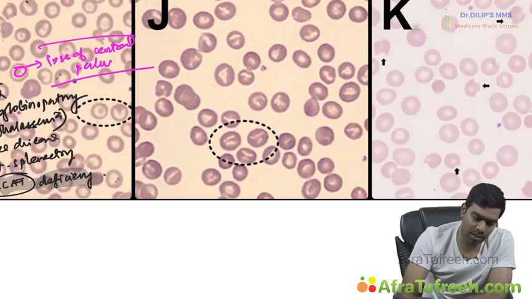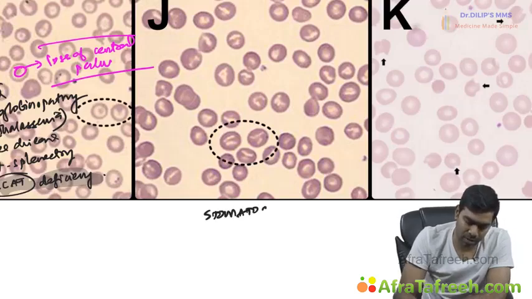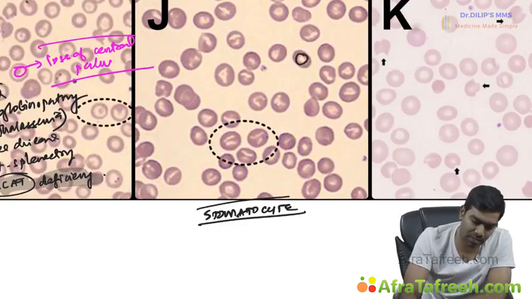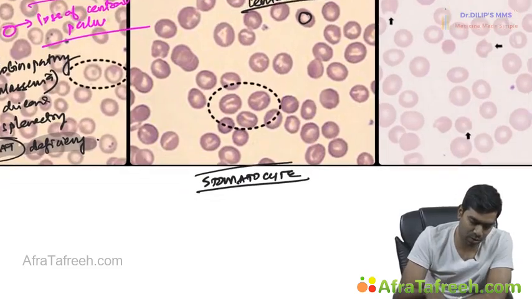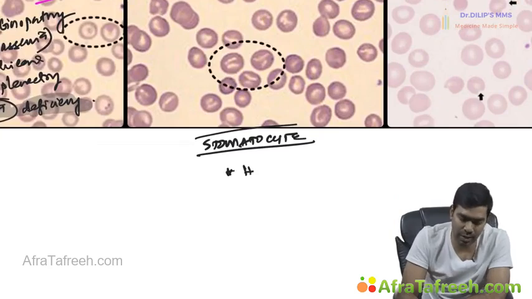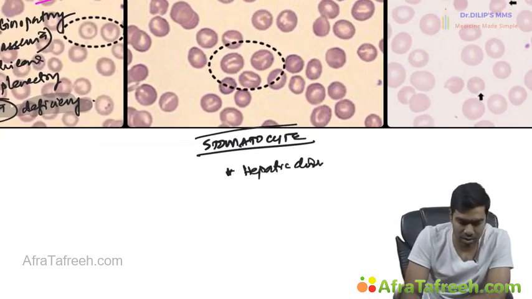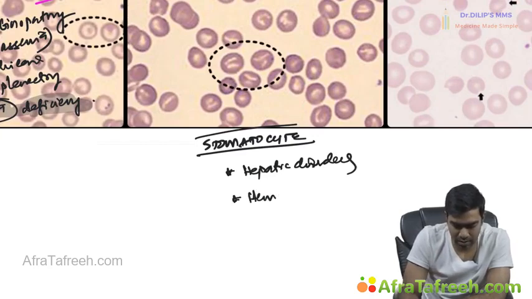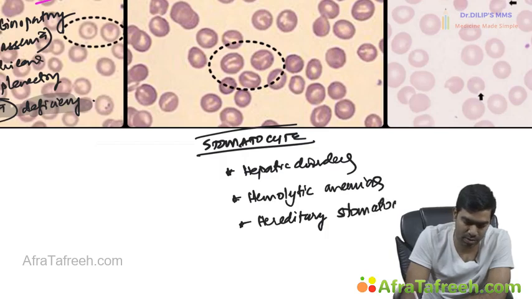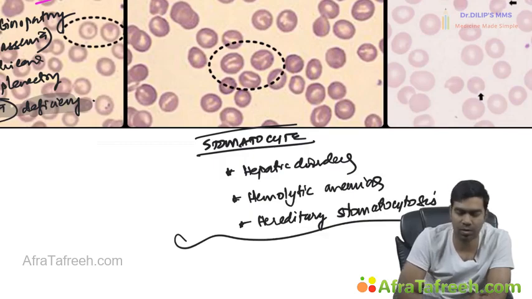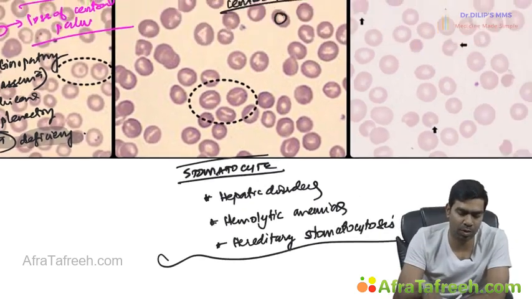Then this one is nothing but a stomatocyte. Stomatocytes have a slit-like central pallor. That is what we refer to as a stomatocyte. Where do you see stomatocytes, if they ask you? You can see them in liver disease, in hepatic disorders. You can then see them in hemolytic anemias. Then you can see them in an extremely rare condition called hereditary stomatocytosis. These are the conditions where you can see stomatocytes.